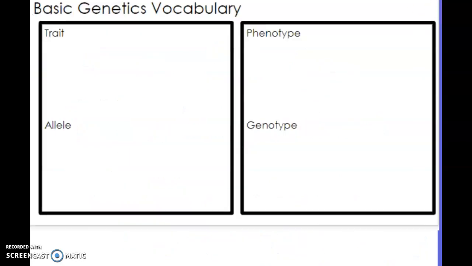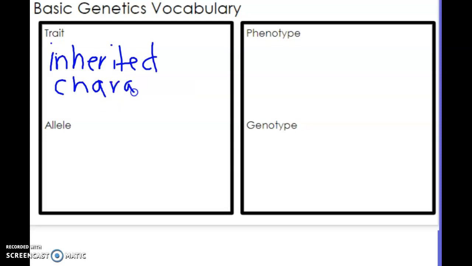All right, so some basic genetics vocab. Let me quickly go through these. A trait is any type of inherited characteristic. I'm going to see if my stylus is right on the screen again. Nope. All right, so these are inherited characteristics. These are things like your eye color, your hair color, whether you can roll your tongue, whether your earlobes are attached, whether your thumb goes all the way back like a hitchhiker's thumb. And these are really cool.